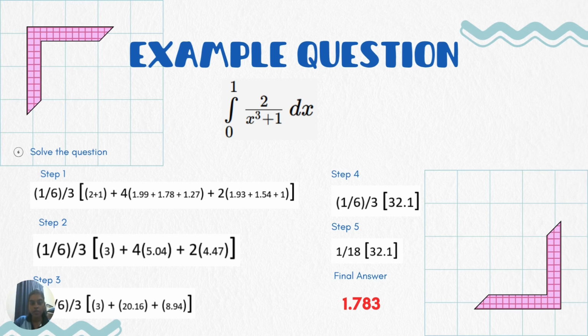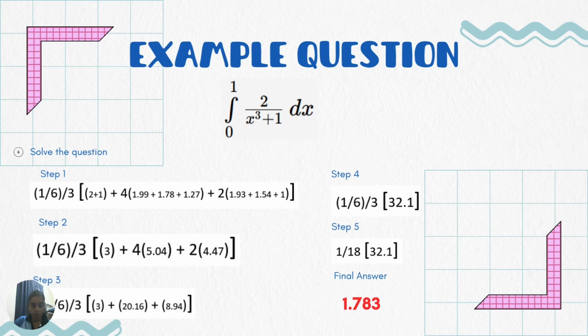Once we have solved all the equations in the parentheses, we have to solve the multiplication equation in the bracket. Once we have solved the multiplication equation in the bracket, now we can add all the values in the bracket.